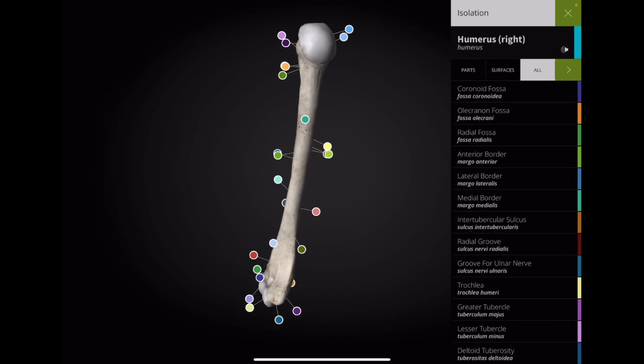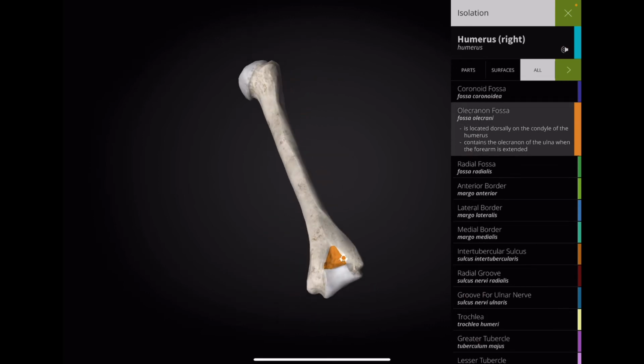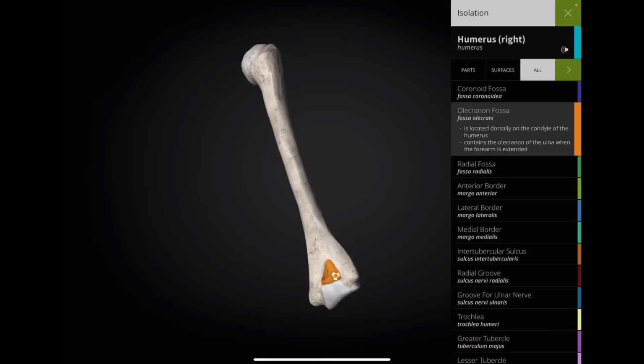But if we move to the posterior aspect of the humerus, we find the olecranon fossa. This is a fossa that contains the olecranon of the ulna when the forearm is extended. Whenever you cause the extension of your forearm, the olecranon of the ulna ends up inserting itself into this fossa. So this fossa is extremely important.